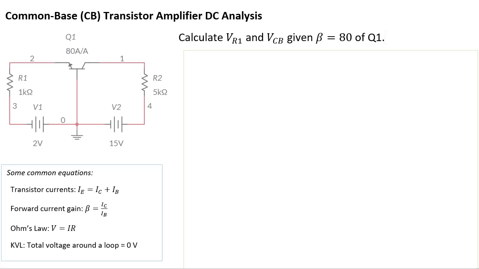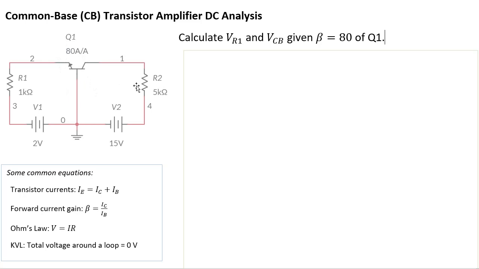Okay, hi guys. So we're going to do a DC analysis of a common base transistor amplifier that is shown in the diagram on the left. The question is asking, what is VR1? That's the voltage across this resistor R1 here. And what is VCB? That's the voltage between the collector and base of this NPN transistor.